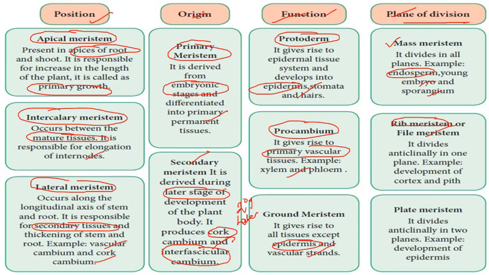One is mass meristem, it divides in all the planes. For example, we have endosperm, young embryo, sporangium. Then rib meristem or file meristem, it divides by anticlinal division in one plane, for example development of cortex and pith. Then plate meristem, it divides anticlinally in two planes, for example development of epidermis. So anticlinal division means the division which increases the number of cells.